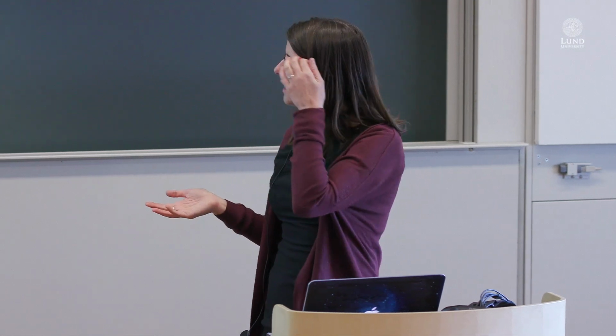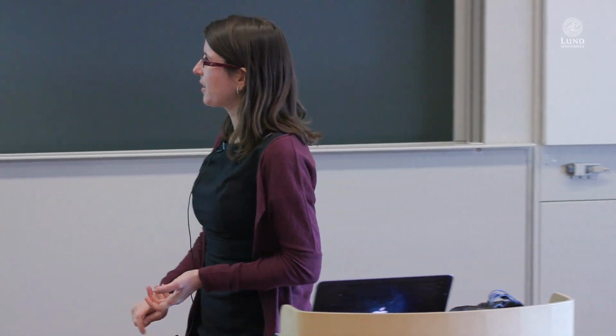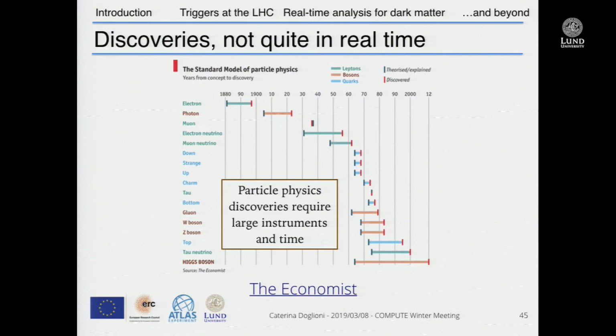So facing this moderate improvement, you could start thinking about a different analysis technique where you don't need to analyze all the data right away. You can take a smaller amount of data and be more economical. And the other thing that I wanted to leave you with is that discoveries are not really in real time. The Higgs boson is the particle that has taken the longest time to be discovered. This is the years from concept to discovery, and those are the different particles. The Higgs boson has a really huge bar, from the 60s to 2012. So one takes large instruments and time to make discoveries, even with all the techniques that we have.